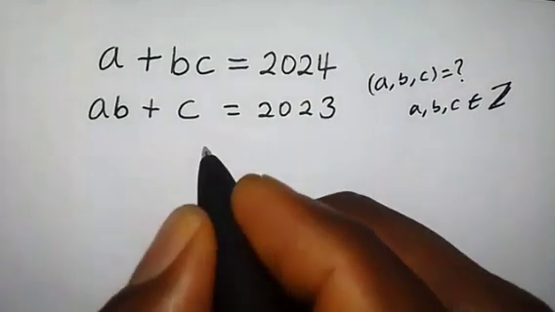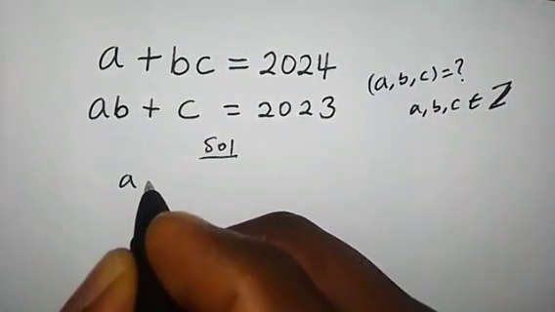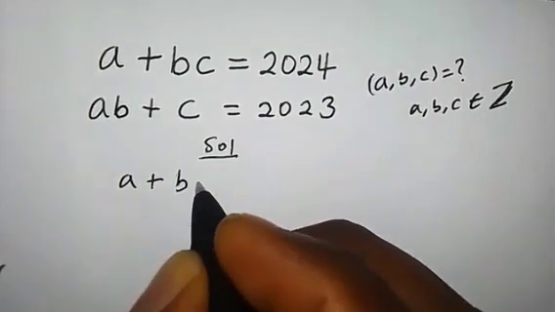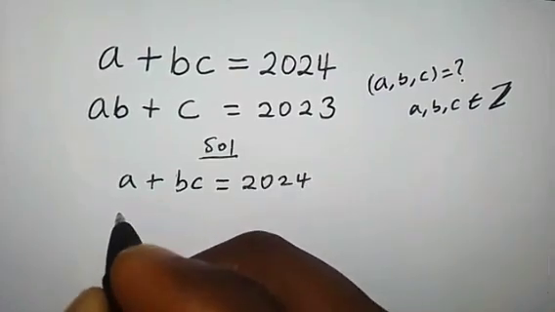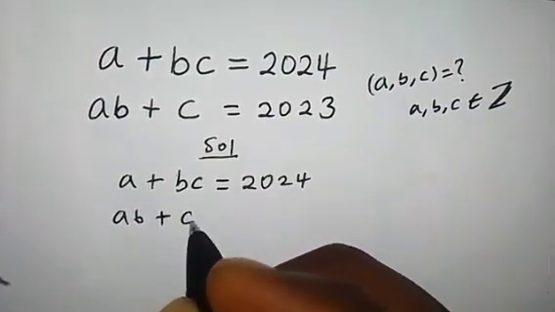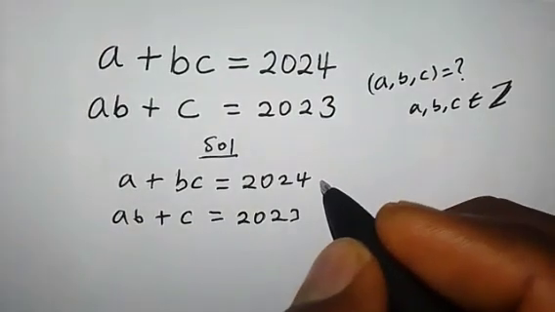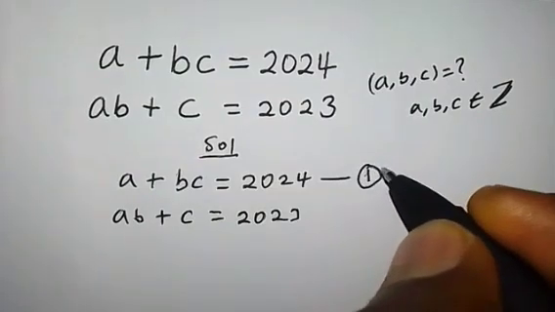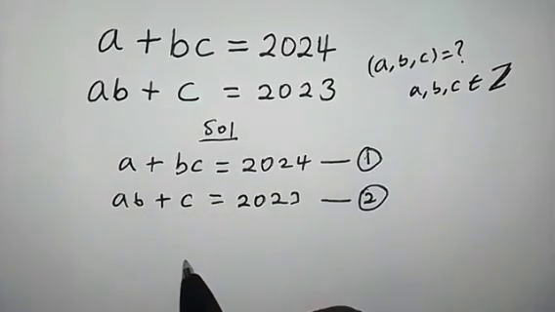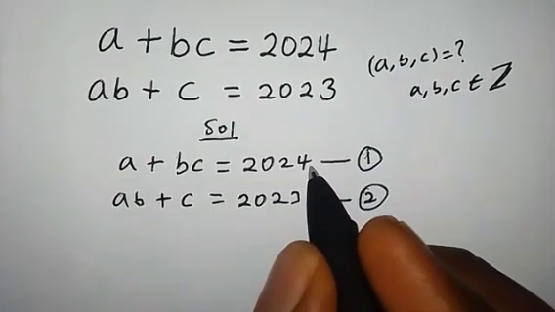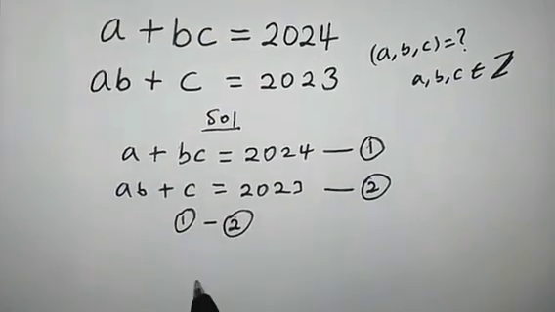So let's continue. Solution. Let's get down the question first. A plus BC equal to 2024 and AB plus C is equal to 2023. Let's call this equation 1 and this equation 2. The first thing we are going to do is to subtract equation 2 from equation 1. That is equation 1 minus equation 2.